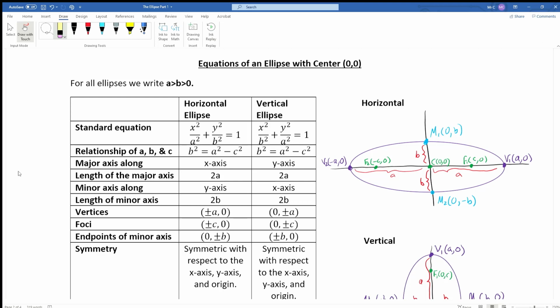There are a few things that we do have to keep in mind with ellipses, though, that are on this table. First of all, we always express a as the largest value when we're talking about ellipses, and b as the smaller value in regards to our equations here. So we have x squared over a squared plus y squared over b squared equals 1, or x squared over b squared plus y squared over a squared equals 1.